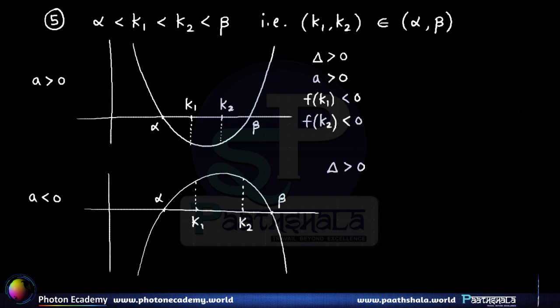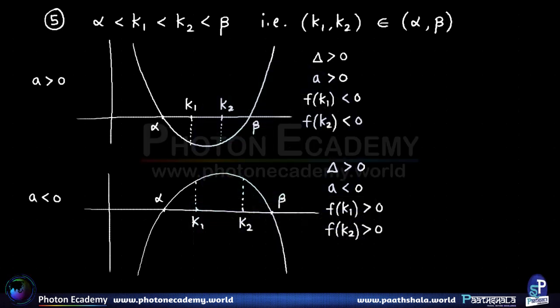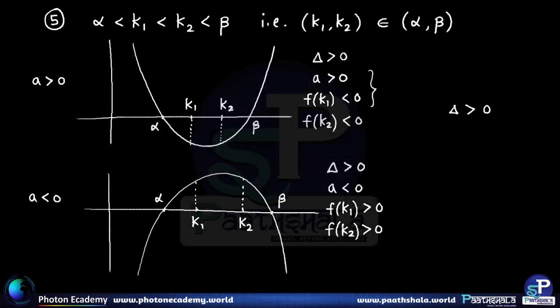So here we have delta greater than 0, a is less than 0 here. Similarly we have f of k1 as positive and f of k2 as positive. So these are the conditions. Now merging these two conditions in a final set, we can see that delta has to be positive. Now let's look here. If we consider the pair of a and f of k1, they are of opposite signs. So that means if we take their product, that has to be negative. So therefore we have a into f of k1, that must be negative.